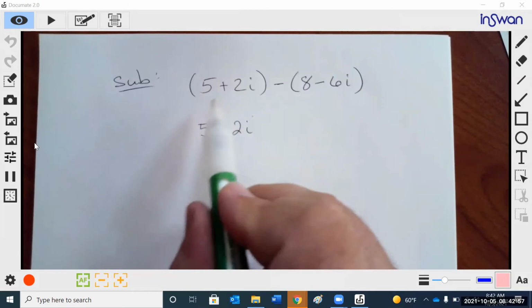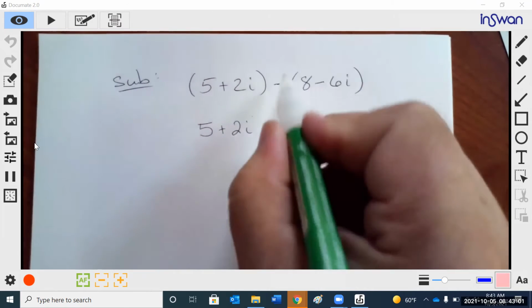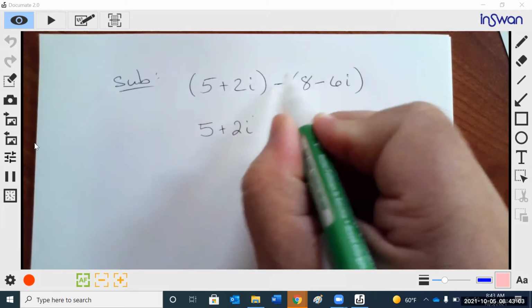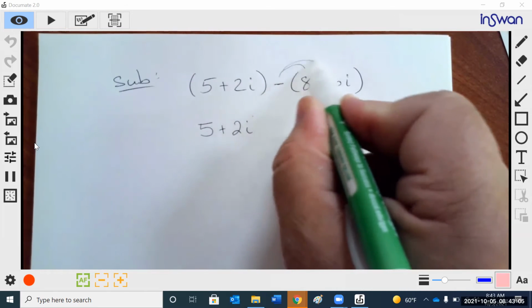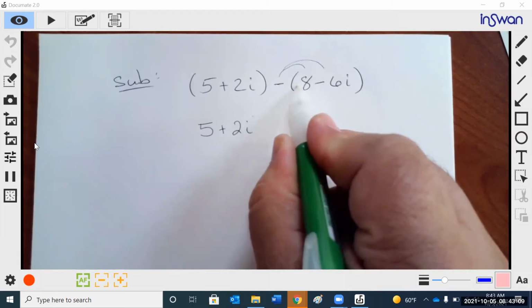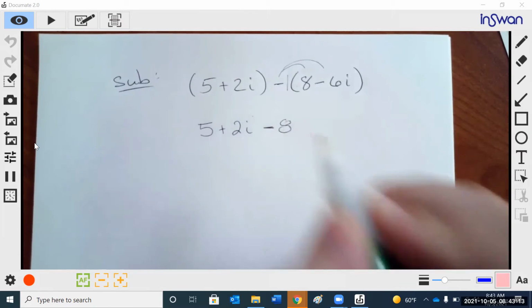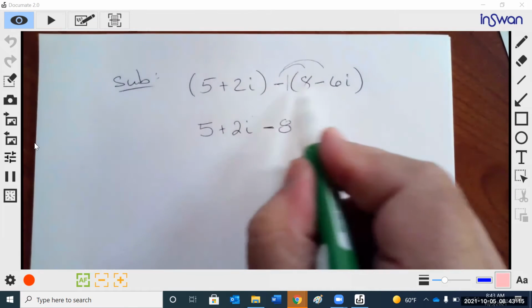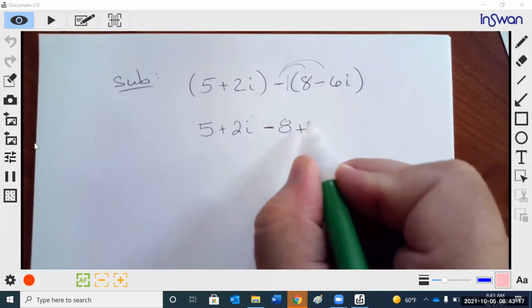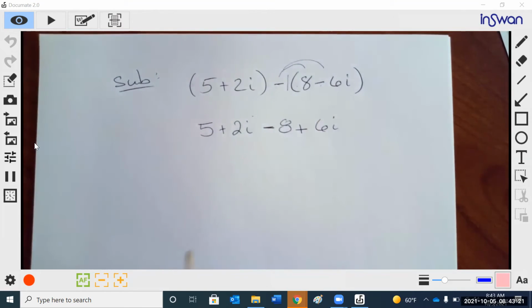The first parenthesis, I can just drop it. There's no coefficient. But the second parenthesis has this negative in front of it. So what it does, it's going to change all the signs inside there. Negative times positive is a negative. 1 times 8 is 8. Negative times negative is a positive. 1 times 6 is 6i. There's a 1 here. It's an invisible 1.